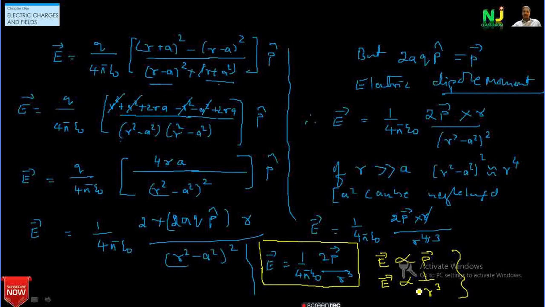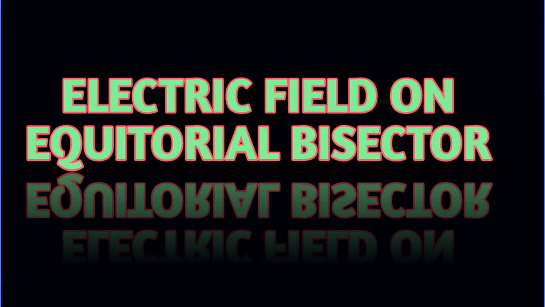So next we go to electric field due to the electric dipole at any point on the equatorial bisector. Let us go for the electric field due to the electric dipole on the equatorial plane.